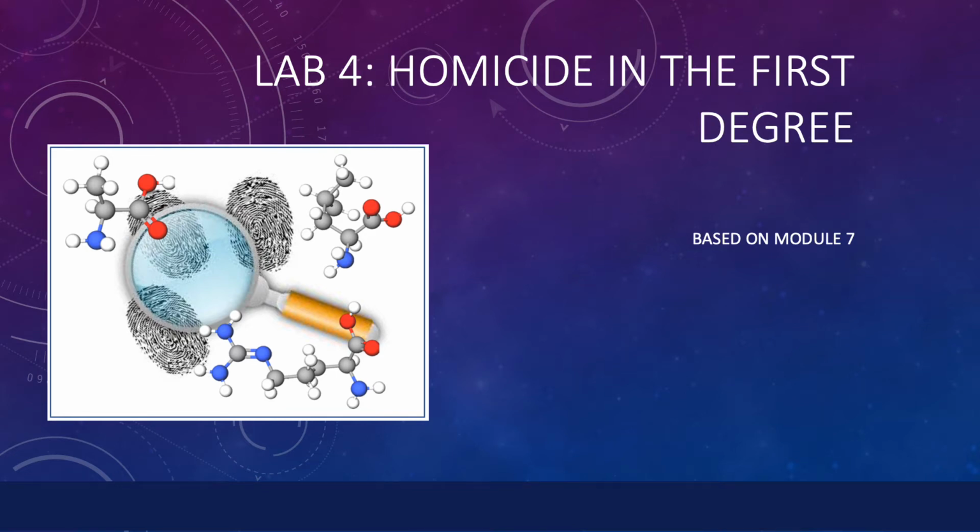For our fourth and final lab exercise of the semester, we're going to be utilizing some ideas from chemical kinetics to actually solve a murder mystery. This is called homicide in the first degree.